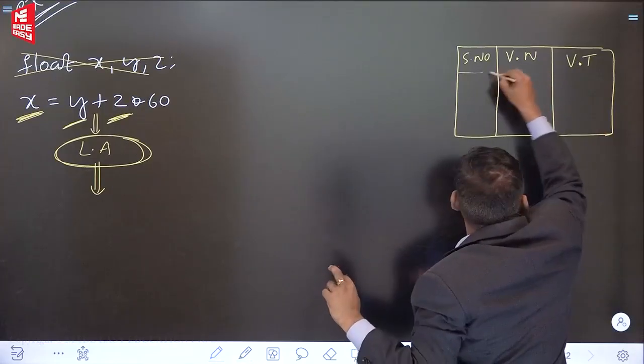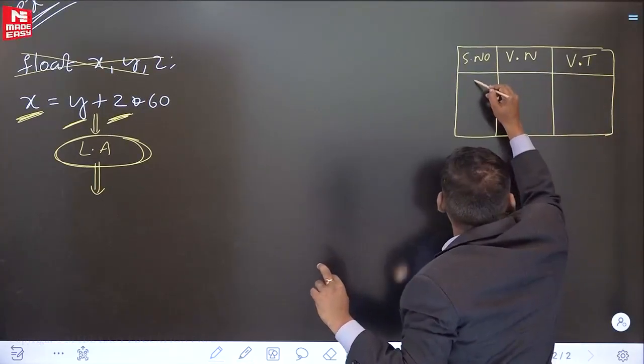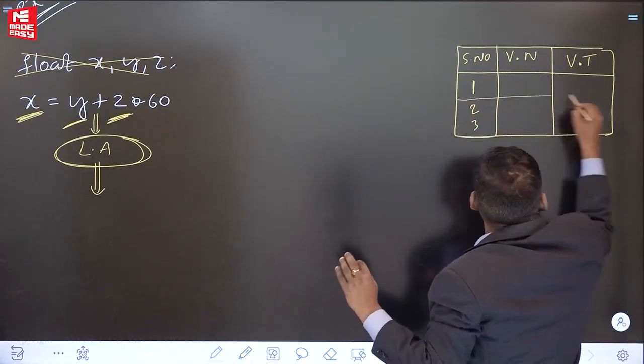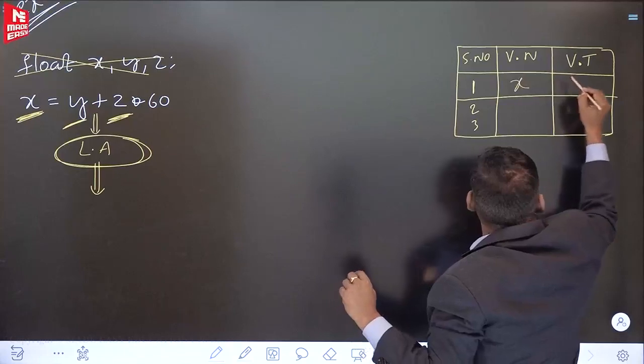Fine. Now see this one. Sequence number, serial number: 1, 2, 3. What is the first variable name? X. Type float.